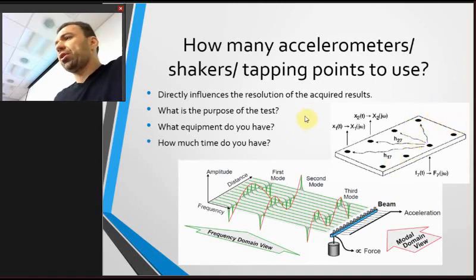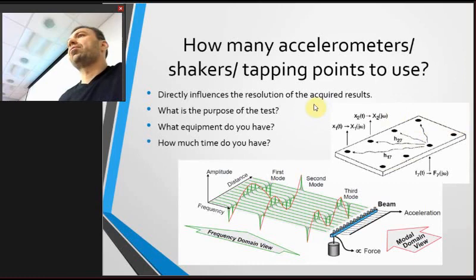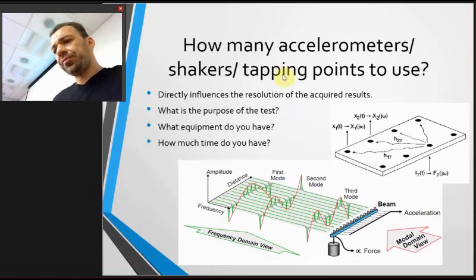Okay, so the purpose of the test can be, for example, simply measuring natural frequencies. For these purposes, I can use even only one accelerometer if I don't care about the mode shapes. If on the other hand I need to map all the modes, I will instrument my structure with many more accelerometers.